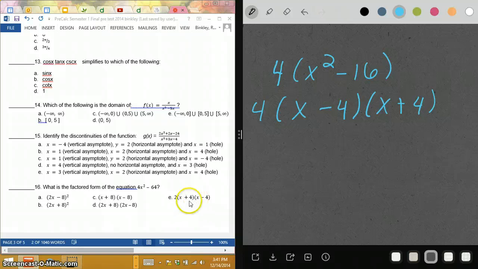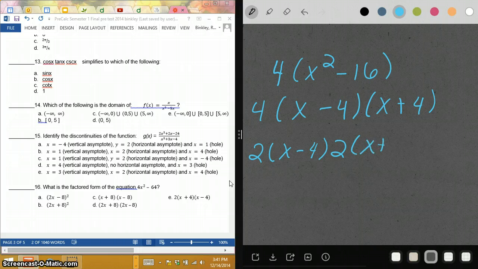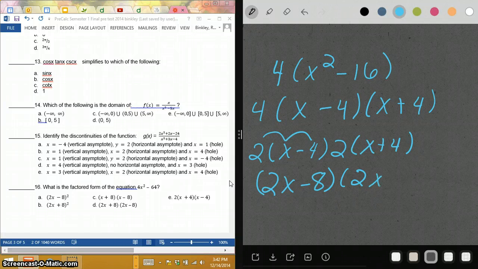The closest you get is 2 times x plus 4 times x minus 4, choice E. But obviously that's not correct because it should be 4 and not 2. So then the next thing I looked at is 2x plus 8 times 2x minus 8, and I know that that one was the correct one. If, instead of writing 4, I wrote 2 times x minus 4 times another 2, this is all multiplication, times x plus 4, and then distributed these through, I get 2x minus 8 times 2x plus 8, which is D, the correct answer.